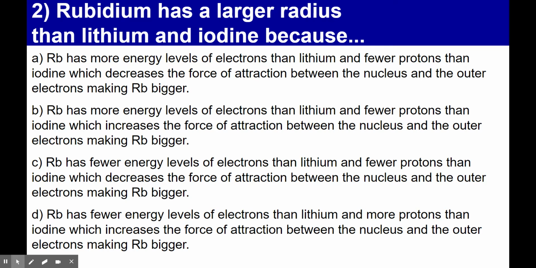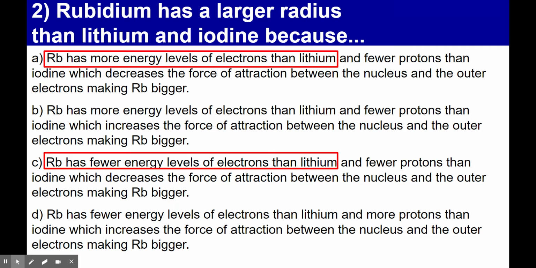Okay, and again, there are tons of words here. So let's break them down. Let's look for that parallel kind of structure from one answer to the next. When I start to look at these, I notice that there's a difference from one to the next in this first part. A says rubidium has more energy levels of electrons than lithium, versus C says rubidium has fewer energy levels of electrons than lithium.